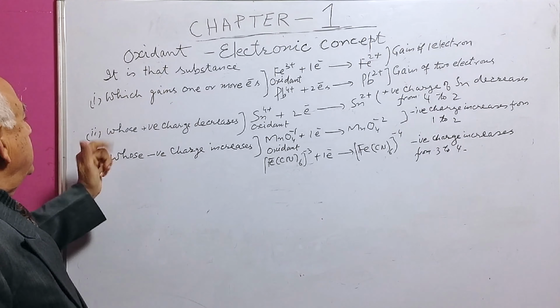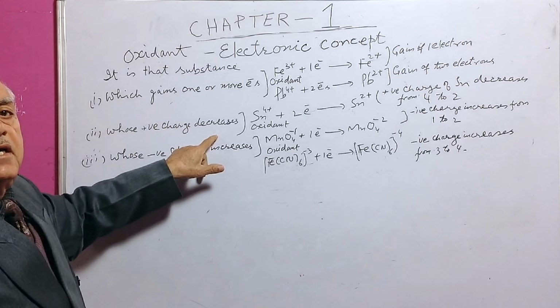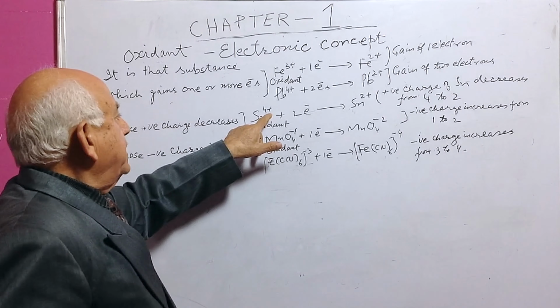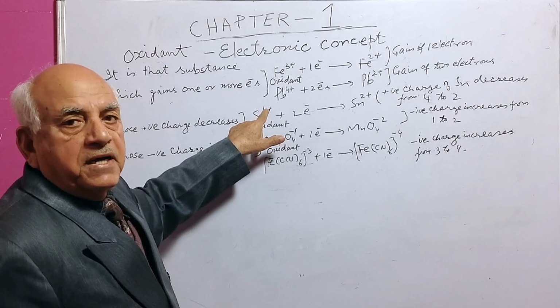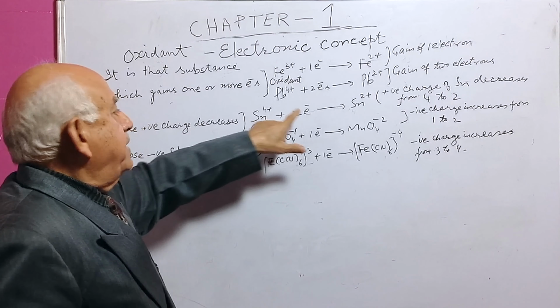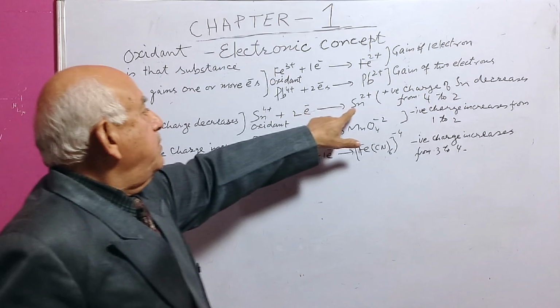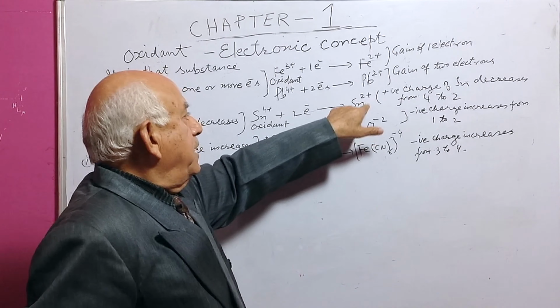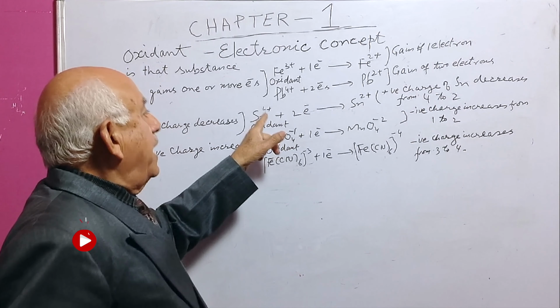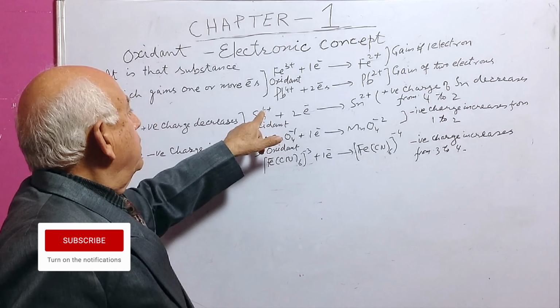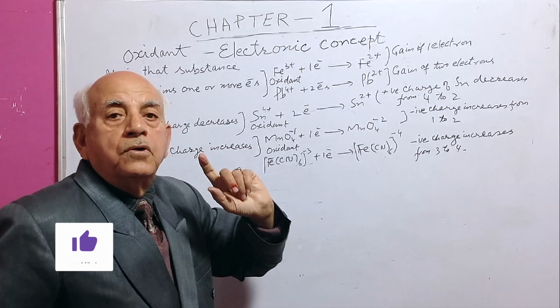Also, an oxidant is a substance whose positive charge decreases. There is a stannic Sn4+. It is an oxidant. It has gained 2 electrons to form Sn2+, stannous. Their positive charge has decreased from 4 to 2.